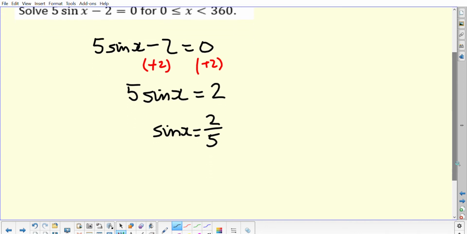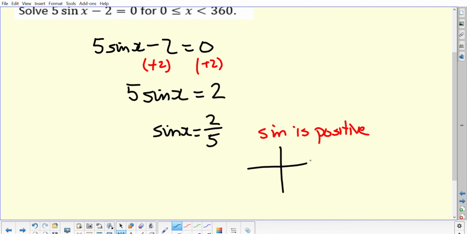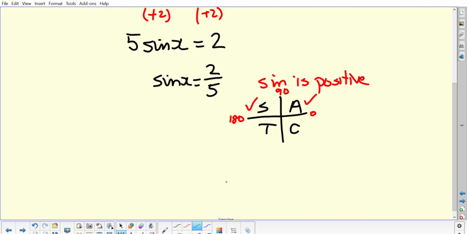So clearly from here the sine is positive, so produce a little CAST diagram and put ticks where you need the sine to be positive. Between 0 and 90 everything is positive, so that's what A is. Between 90 and 180 only the sine is positive, and we're looking for that angle. So that does mean that we're going to look in the first quadrant and also in the second quadrant.